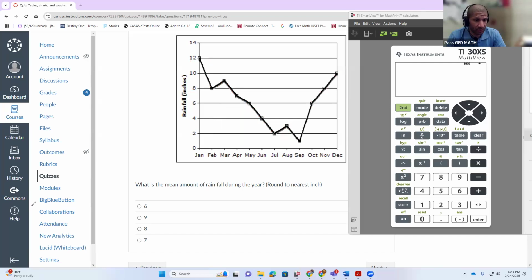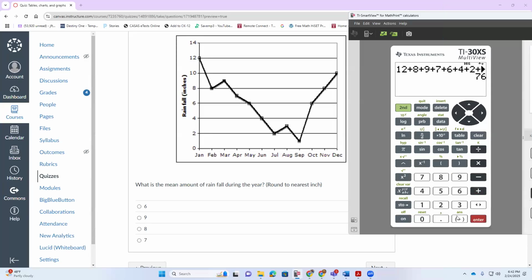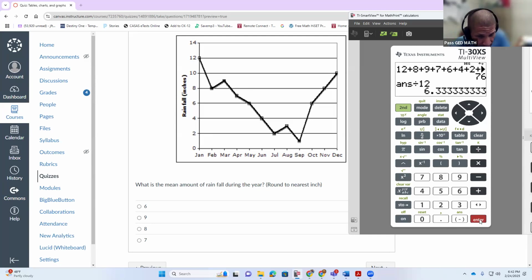So again, I'm just gonna type these in. 12 plus 8 plus 9 plus 7 plus 6 plus 4 plus 2 plus 3 plus 1 plus 6 plus 8 plus 10. We get our total, and then we divide by how many there are. It's 12 months in a year. So we're going to divide that by 12 to the nearest whole number. Round to the nearest inch. So that answer would be what?